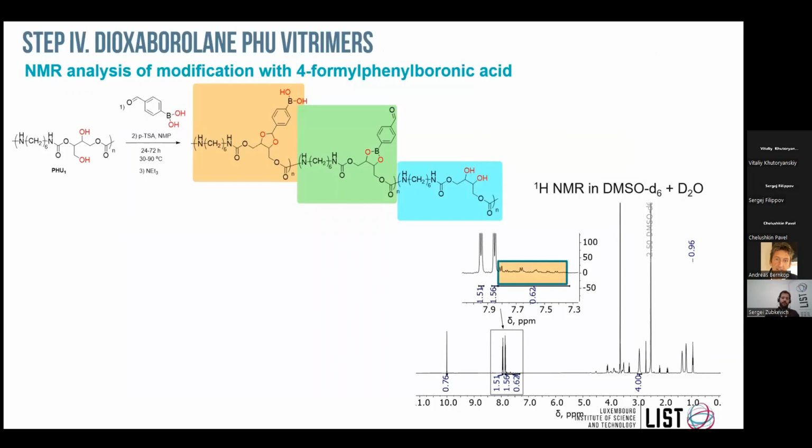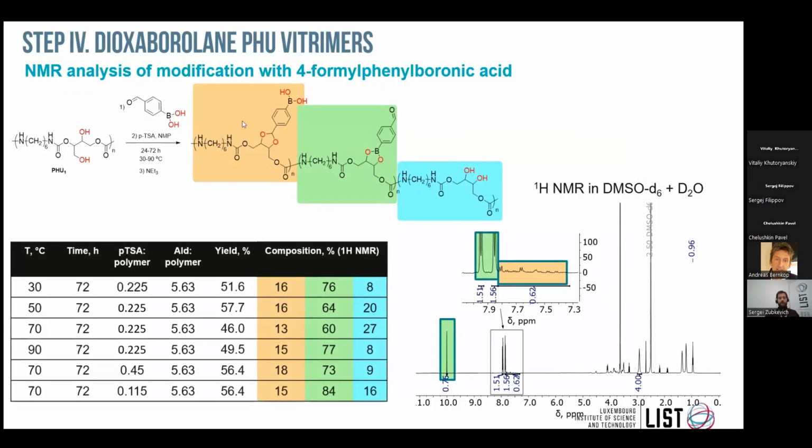And finally, we were trying to understand why we cannot reach such high modification degrees for our polymers. And we came to the conclusion using NMR analysis that there is a competition between the formation of dioxaborolane moieties and cyclic acetal moieties. So under the conditions of the synthesis, we have this competition, and at the end, we have this kind of polymer with a lot of isomers inside.